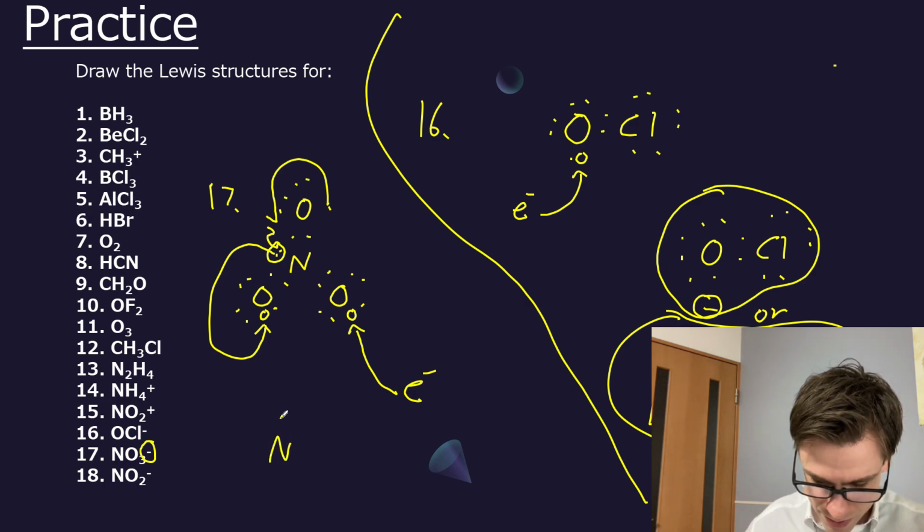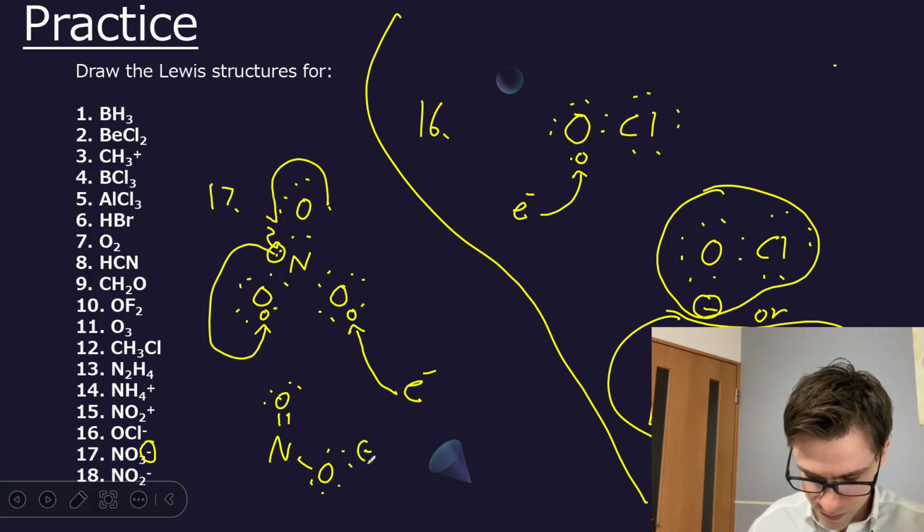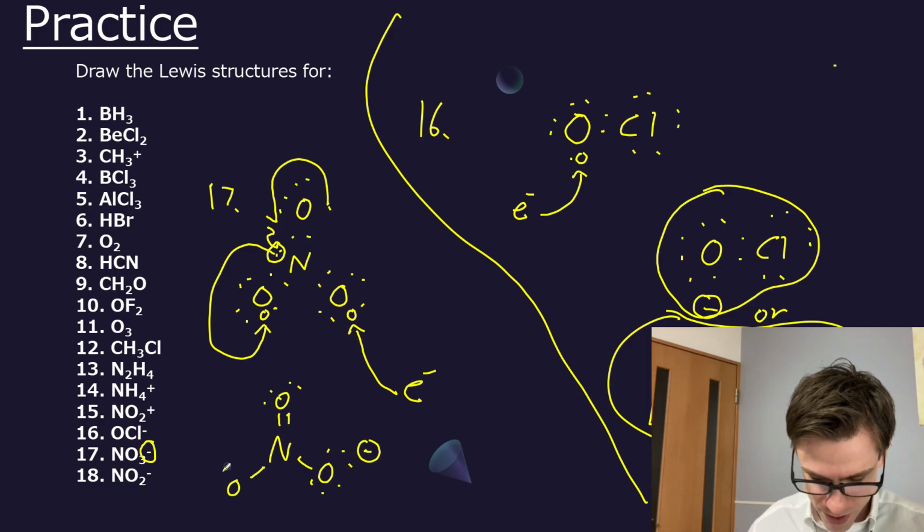I'm going to have a double bond O at the top. I'm going to have an O- on the bottom right. And since I gave an electron, I didn't share, on the left, this is going to be a single bond to another O minus.